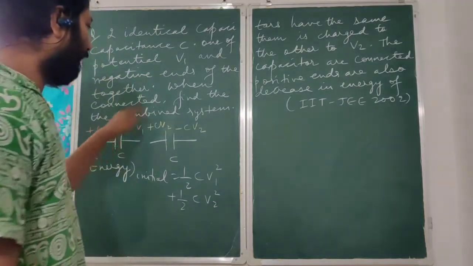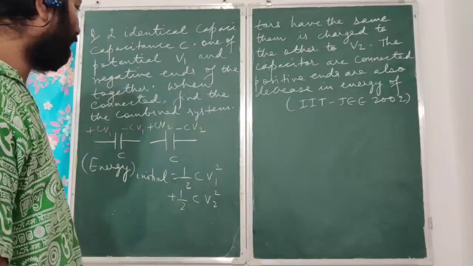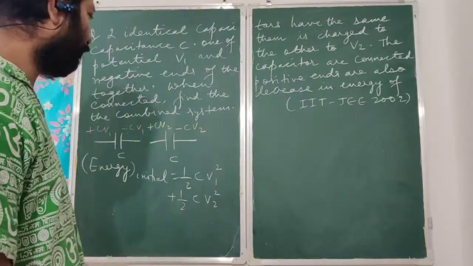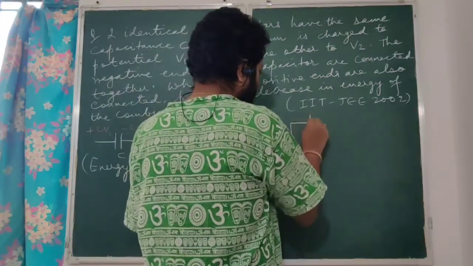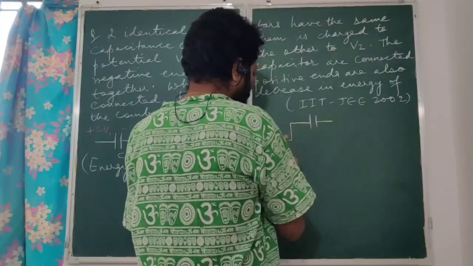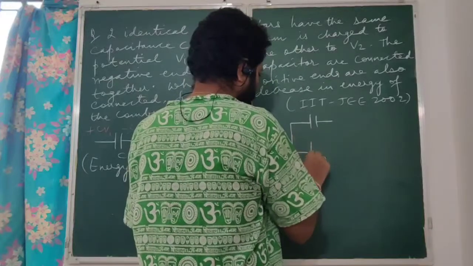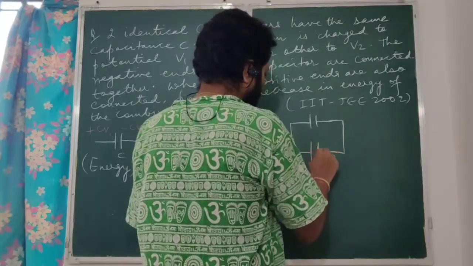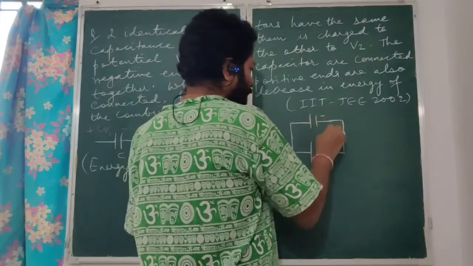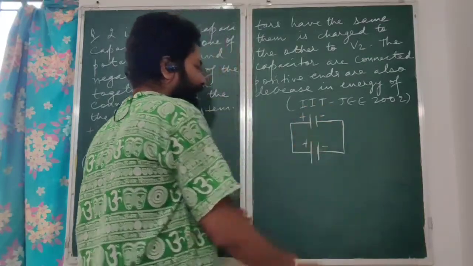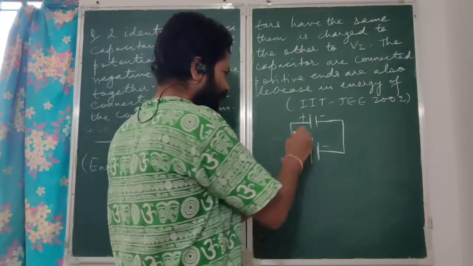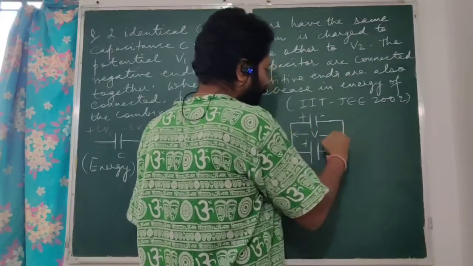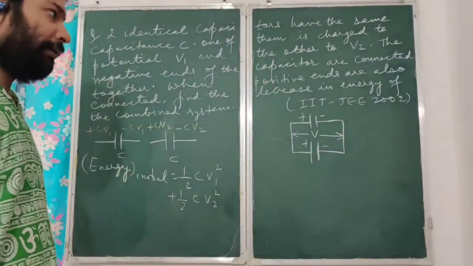Now they are connected such that negative is connected to negative and positive is connected to positive terminal. So that means you are connecting them something like this. Negative terminal to negative and positive to positive. That means they are connected in parallel to each other. So if they are connected in parallel, they will acquire a common potential V. What will be the common potential?